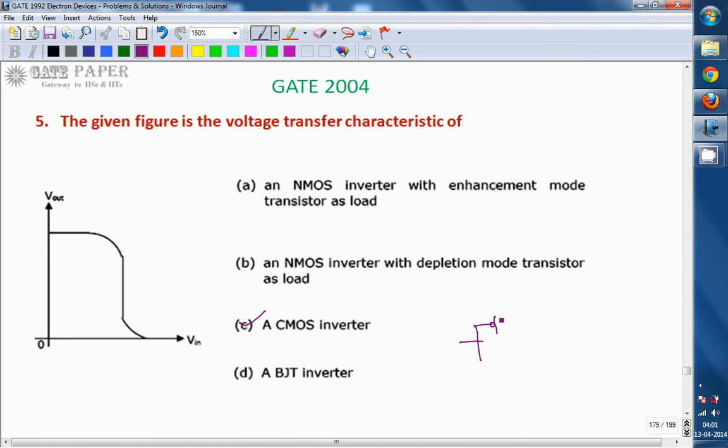Let us assume this is a PMOS transistor and it is connected with an NMOS transistor, which is connected to ground, and this side is given VDD. This point is V0, whereas this is V input. Generally this is PMOS and this is NMOS. PMOS will have a threshold voltage VTP and NMOS will have a threshold voltage VTN. VTP is negative and VTN is positive.